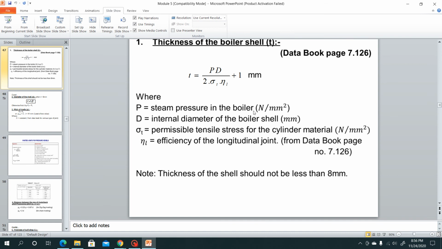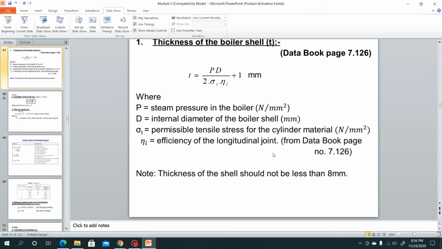So finally your equation becomes: thickness of the plate is P into D divided by 2 sigma T eta L plus 1 mm. What is P? P is steam pressure of the boiler in Newton per mm square. What is capital D? Internal diameter of the boiler shell in millimeter. Sigma T is permissible tensile stress for the cylinder material in Newton per mm square. And eta L, what is eta L? Eta L is the efficiency of the longitudinal joint.